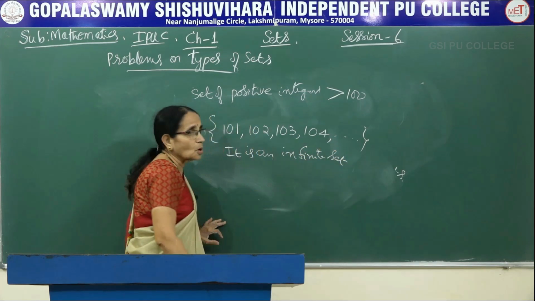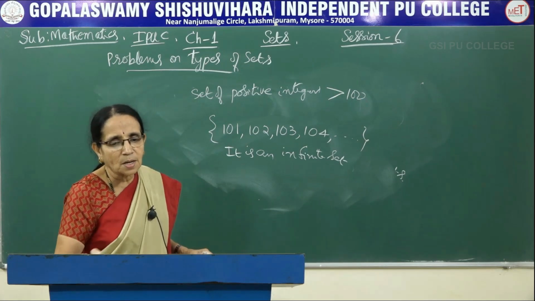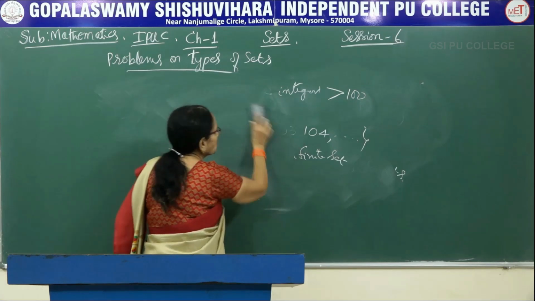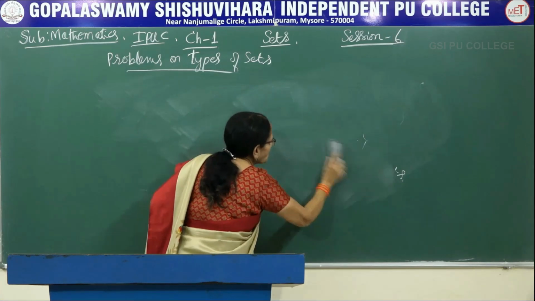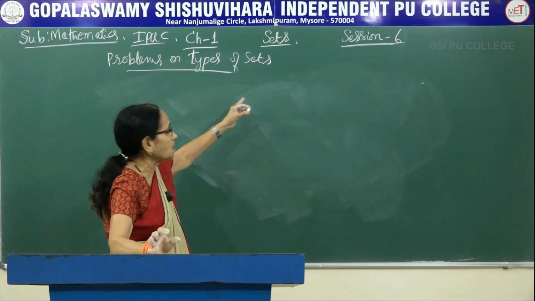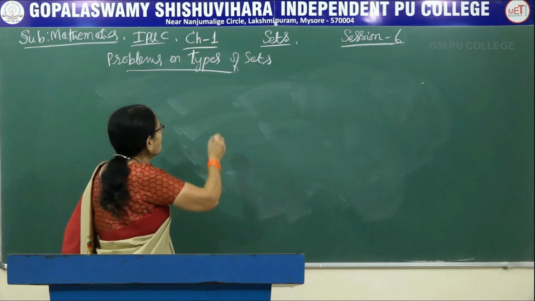Okay, so this is how you have to write. Looking at the elements only, we can say whether it is a finite set, an infinite set, a singleton, or an empty set. Now take the next. Sometimes it is given like this in a sentence. Sometimes it is given in the roster form. Let me take the next one.